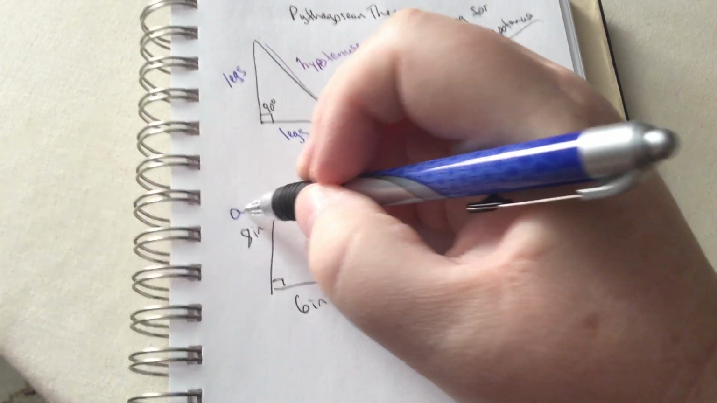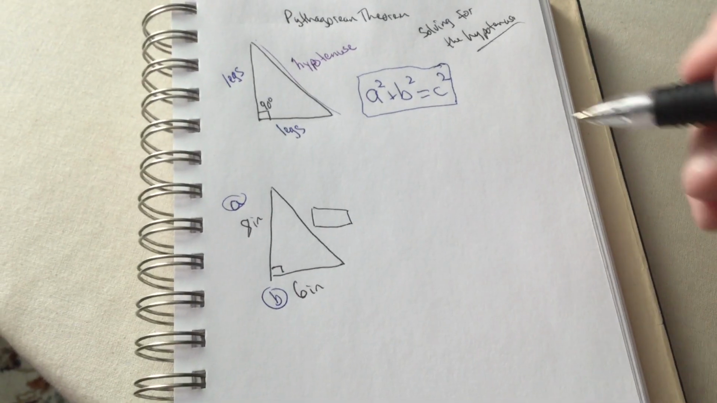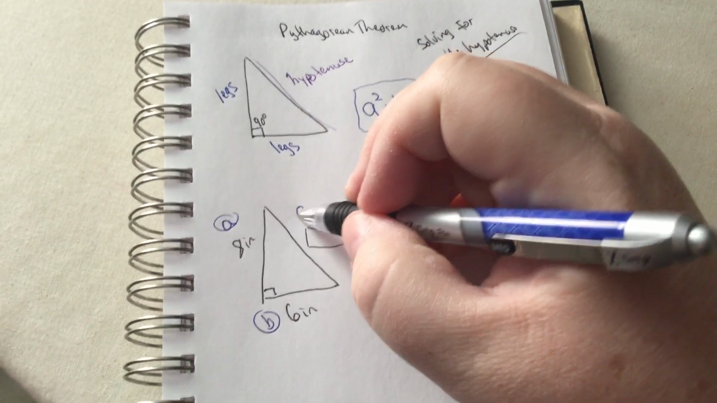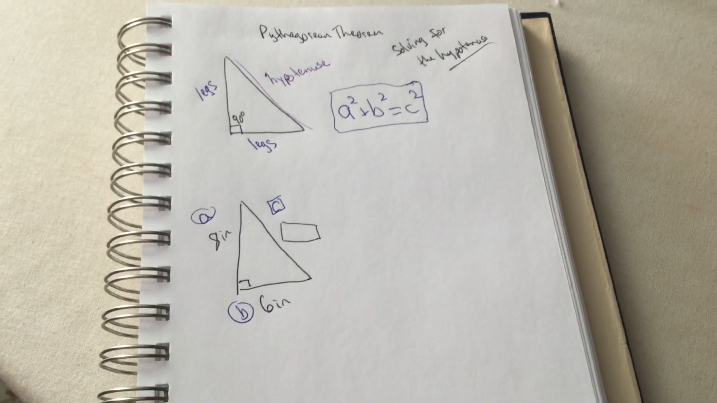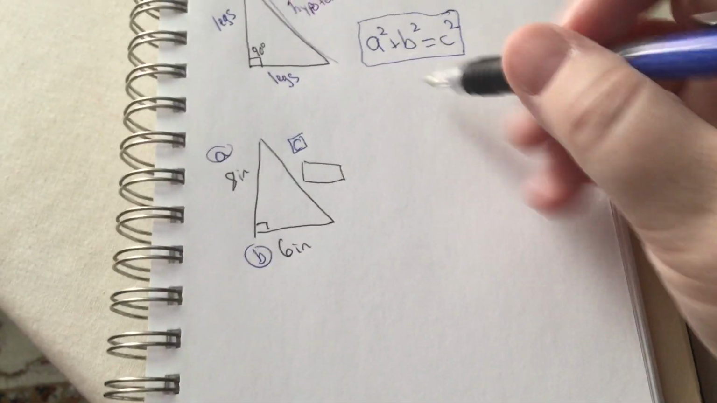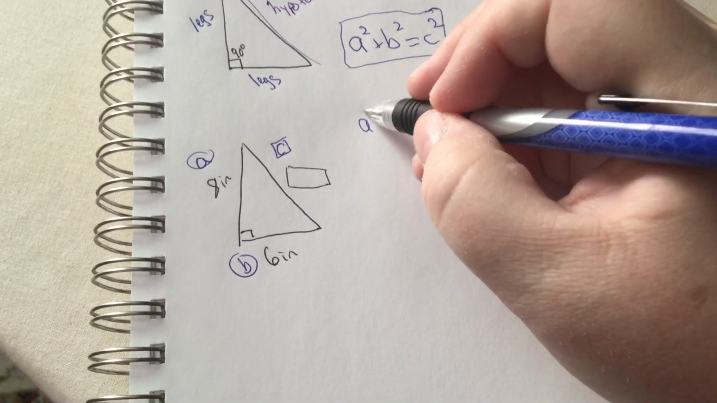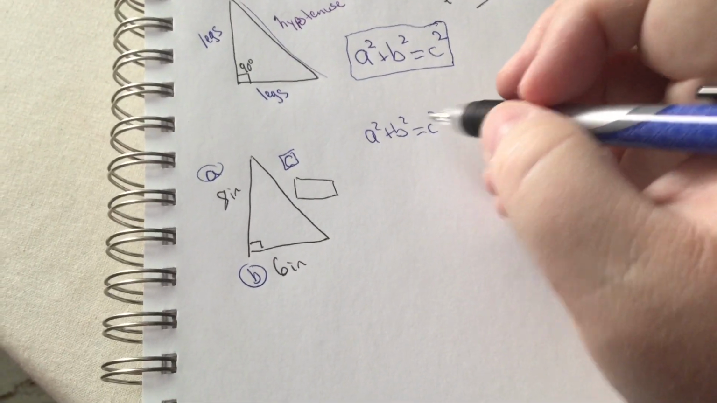The legs are always A or B, and they're interchangeable. It doesn't really matter. The hypotenuse is always C. The hypotenuse is always what? Say it with me. C. The hypotenuse is always C. So, here we have our formula. A squared plus B squared equals C squared.